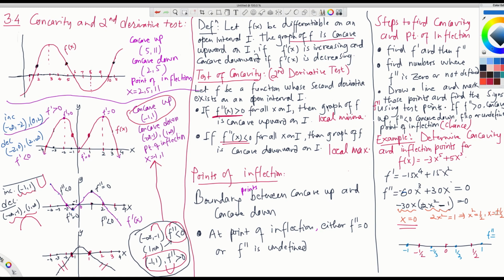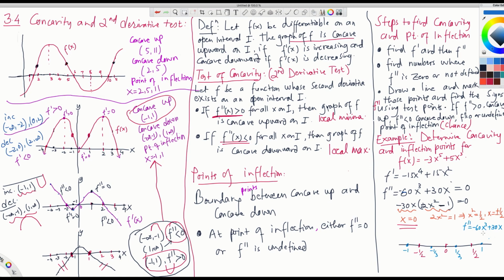Let me write it down a little above that so that I will have space. Okay, so f double prime is equal to negative 60x cubed plus 30x. I want to know the sign at each of those test points, and I'll mark the sign there. I want to know whether it is concave up or concave down at these points. So the first thing I want to do is look at this section. Let's plug in negative 1 here.